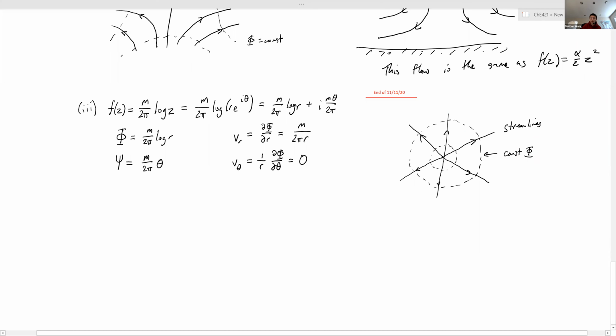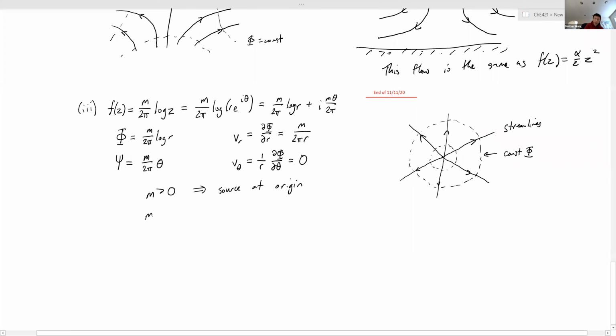And then of course we can stare at our velocity profile and understand a little bit better. As expected, V_theta is equal to 0. That's consistent with the fact that the streamlines are just coming straight out of the origin. There's no theta component to the velocity, right? And then the velocity only has an r component, and that r component is either coming out when m is greater than 0 or going in when m is less than 0, right? So m greater than 0 means we have a source at the origin.